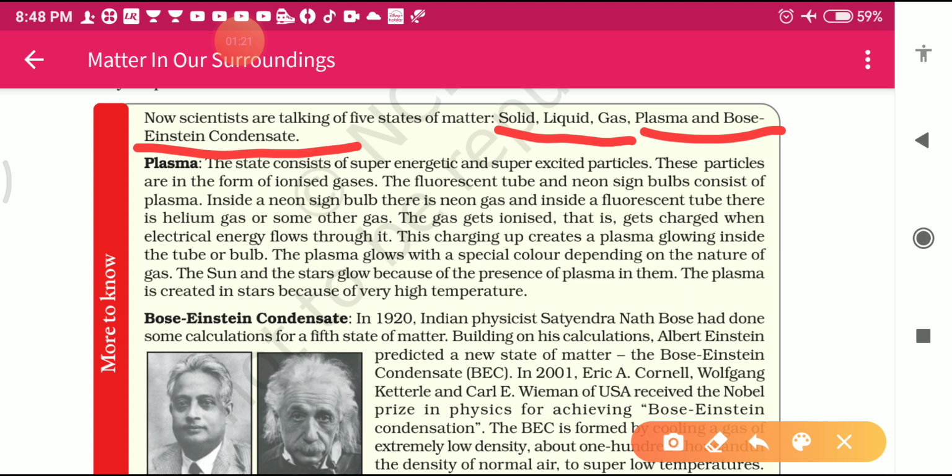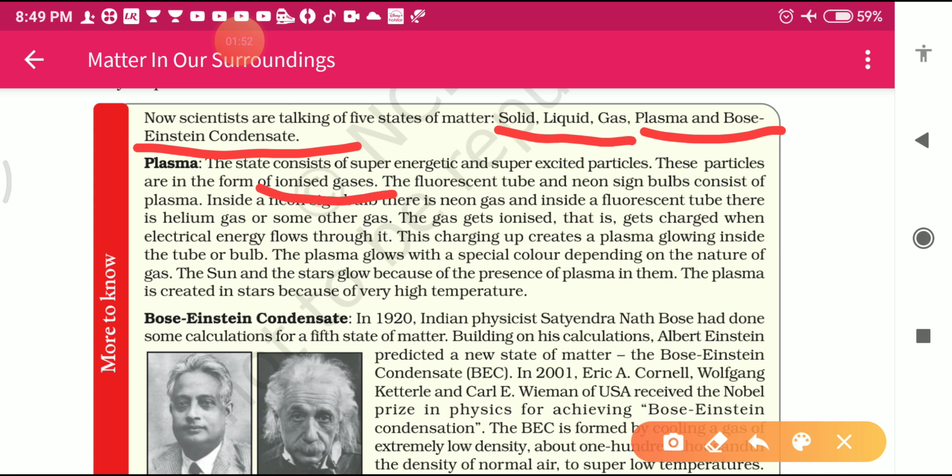Plasma. What is plasma? Very simple. First of all, plasma is the fourth state of matter, and it consists of very super energetic and super excited particles, and these particles are called ionized gases. Now you may not know the meaning of ionized gases. Actually, students, ionized gas is also known as plasma.